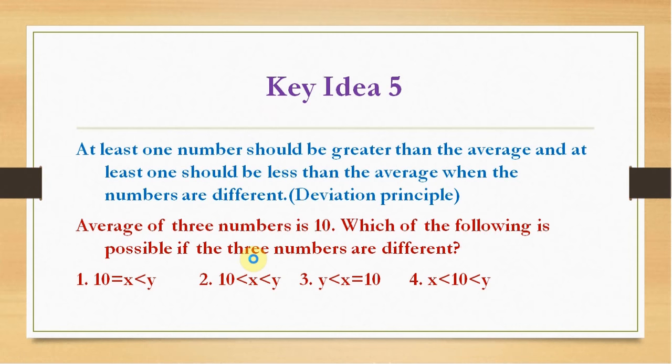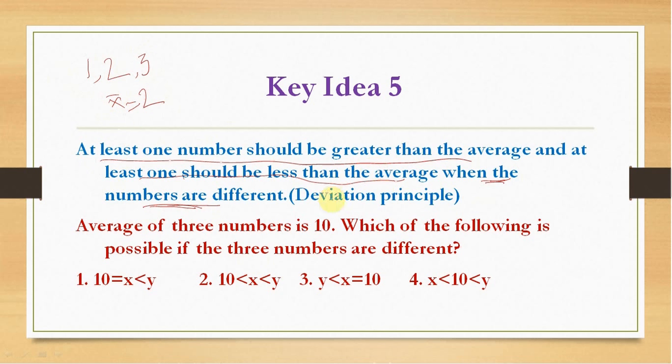So now we move to key idea 5. So this key idea 5 is very much important for the exam. So this tells us that if the numbers are different in the series, at least one number should be greater than the average and at least one should be less than the average. So for example, consider 1, 2 and 3. So here average is 2.